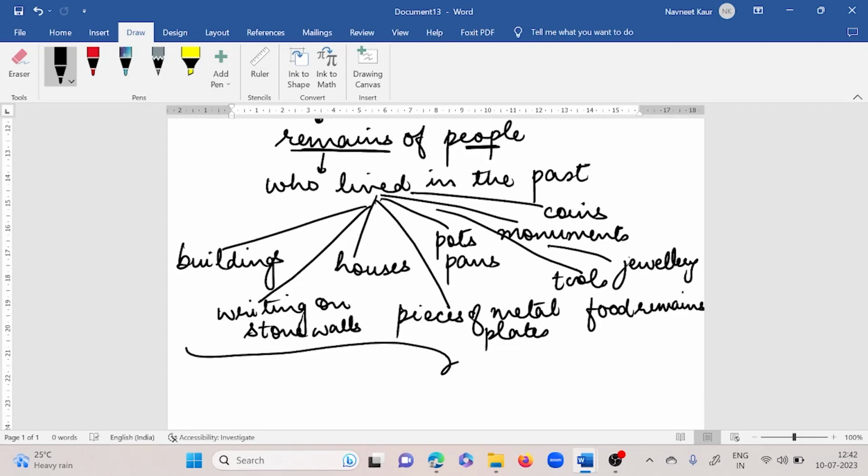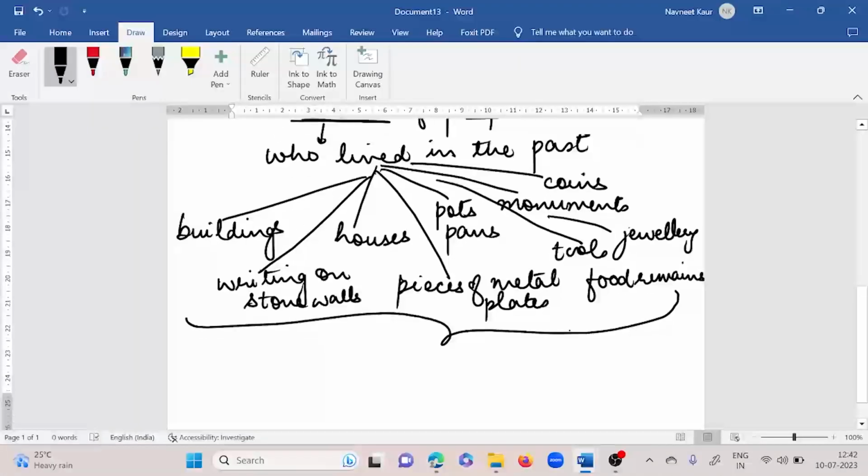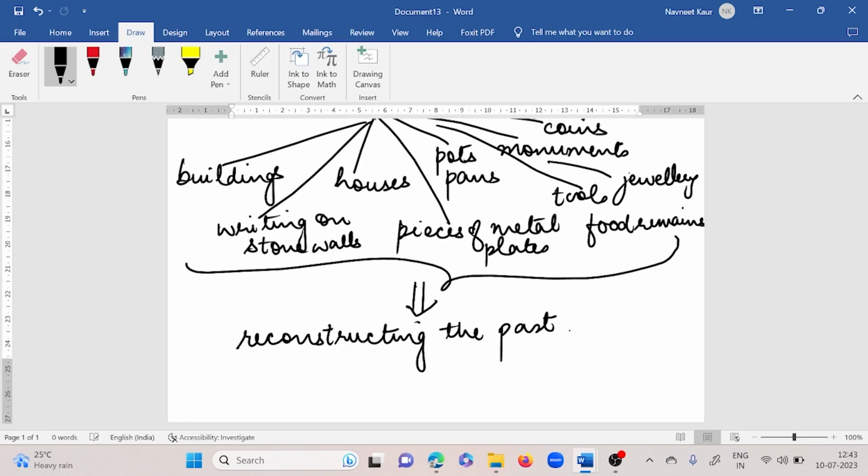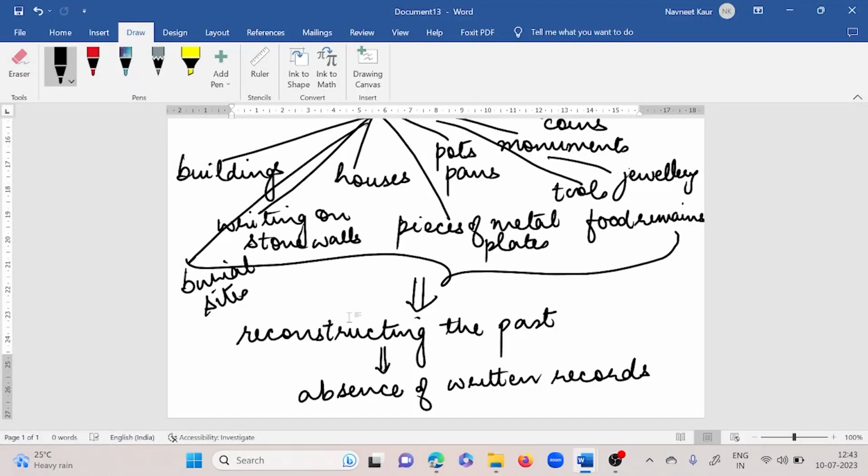All these things, the remains that we got out of the excavations, how are they helpful? They help in reconstructing the past even when there is absence of written records. Even in the absence of written records. Fine.